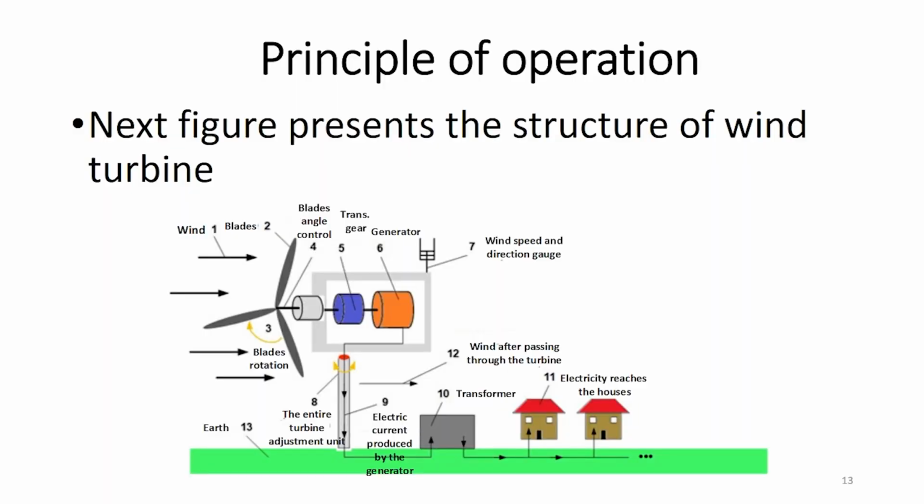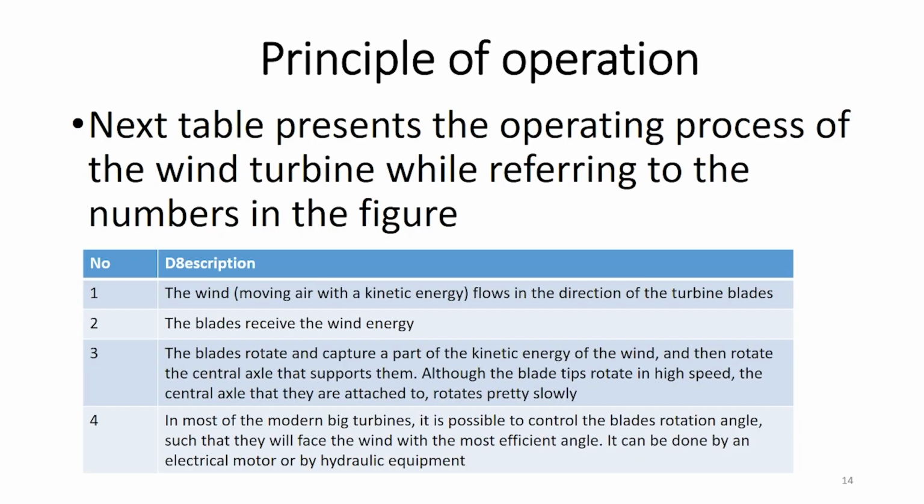The next figure presents the structure of a wind turbine. We can see the wind blows from the left, the blades that rotate, and there is a transmission gear attached to a generator that produces electricity that goes to homes through a transformer. The next table presents the operating process of the wind turbine while referring to the numbers in the figure.